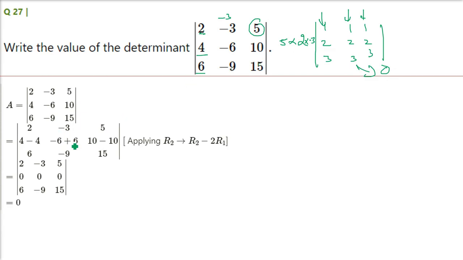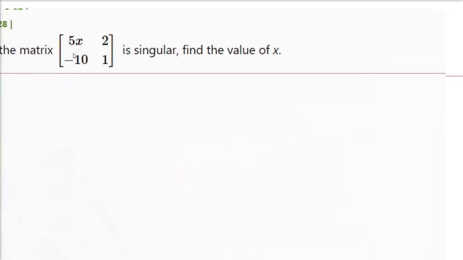Now as we saw in the previous question, we can apply the property also. What is the property? You can do R2 minus 2R1, because 4 is 2 into 2. That is how you can do it.